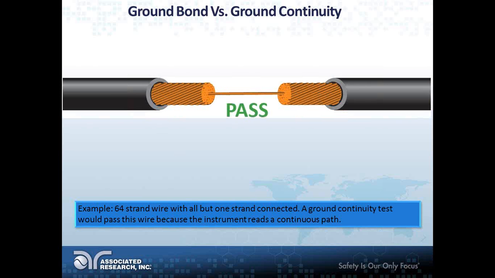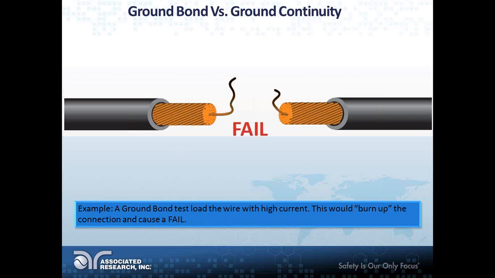Now with the 64-strand wire with all but one strand connected, if we run a ground continuity test, it would pass because it reads a continuous path. Whatever it is, even if it's 1 or 2 ohms, it still reads a path that says no problem. However, if you load that with 10 amps or 20 amps of current, that's going to fail. You're going to burn up that wire, and in all honesty, a product that has a defect like that should fail. So it's something to keep in mind when you're considering which test to run.